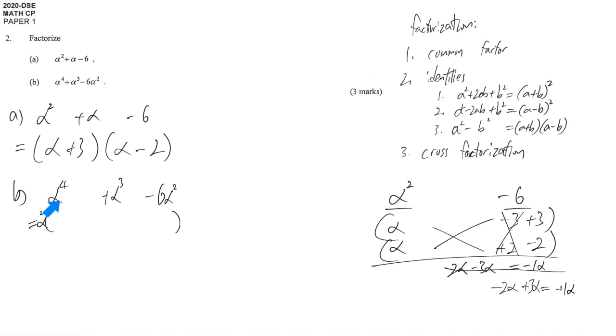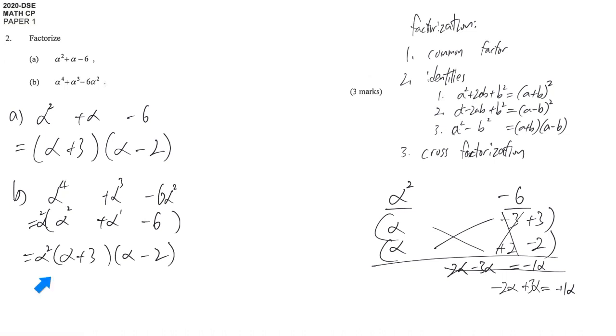vertically downward. Alpha of 4 divided by alpha of 2, so alpha of 2 is left. Alpha power of 3, we take out 2, so alpha power of 1 is left. This term, we take out alpha power of 2, so the constant -6 is left. So we find out that it's exactly the same as the question in part A. For this part, we just replace it by our answer in part A. We get alpha squared, alpha plus 3, alpha -2.